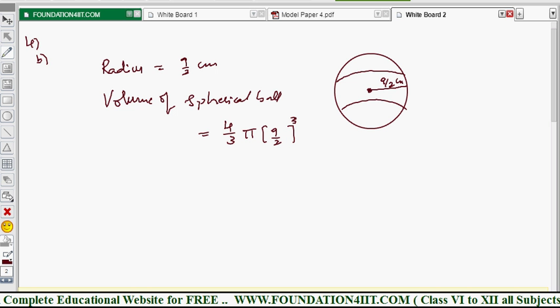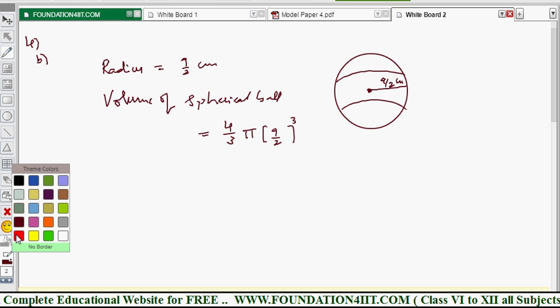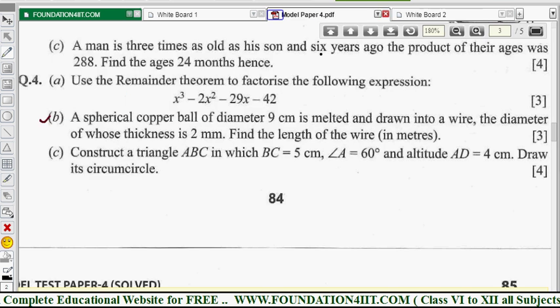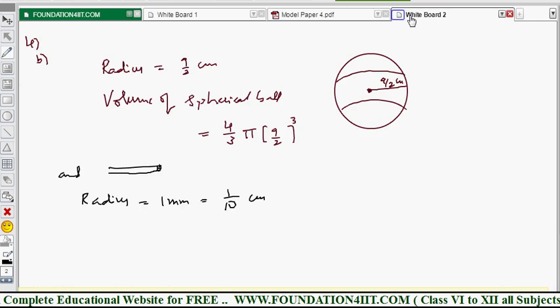Now from this they made a cylindrical wire. Cylindrical wire means this is a cylindrical shape, so we apply the cylinder formula. From this, the radius is 1 millimeter. If you convert into centimeters, it is 1 by 10 centimeters. The problem asks to find the length of the wire in meters, but let us take centimeters because the spherical ball is in centimeters. Then this is the radius, 1 by 10.